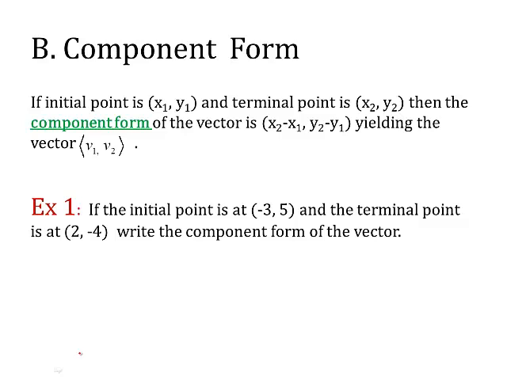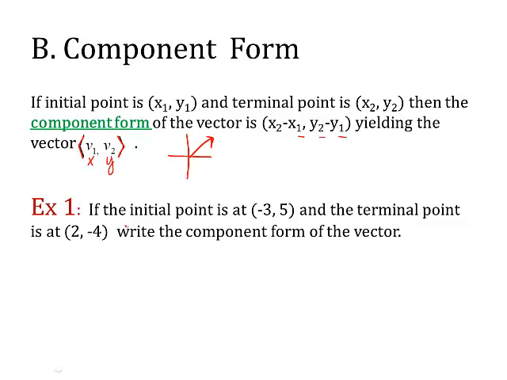All right, to find the component form of a vector. If the initial point is x1, y1, and the terminal point is x2, y2, then the component form of the vector is x2 minus x1, y2 minus y1, yielding a vector that looks like this. Notice the v's on the side. This means component form of v1, v2. That's the horizontal, that's the vertical. So instead of having 2 points, you're converting it basically down to 1 point. That is a vector that can be drawn from the origin instead of out in outer space. It's just drawn from the origin straight to wherever you calculate it.